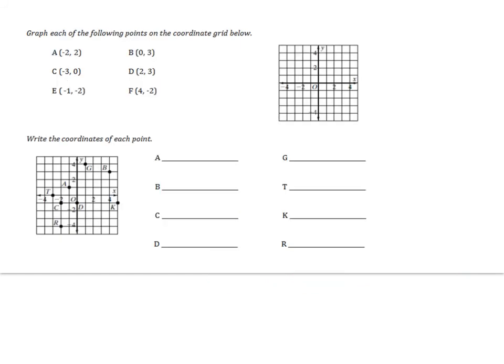Okay, and the last part of the test is make sure that you can graph them and label. So put a letter by your point. So negative 2, 2, I'm going to go left 2. So I go left 2, and then I go up 2. So start at 0 and go 1, 2, left, up 2, and make a dot. And label it. It's hard to make a dot on this. Put a letter next to it, A.